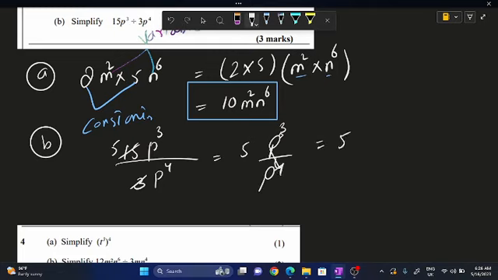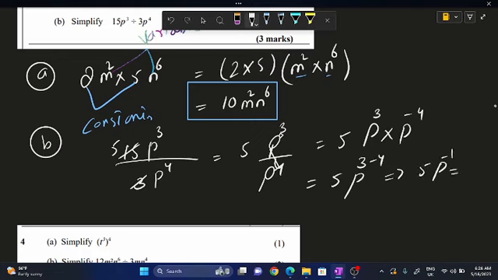So it can be written as 5 p^3 times p raised to the power minus 4. I just shift the denominator over to the numerator. Then it gives me 5 p raised to the power 3 minus 4, that is equivalent to 5 p raised to the power minus 1.